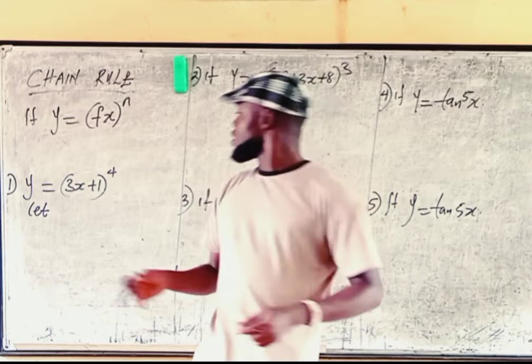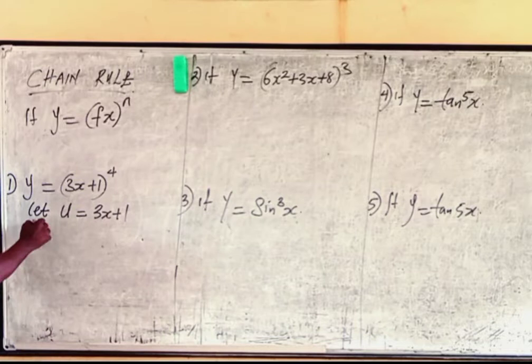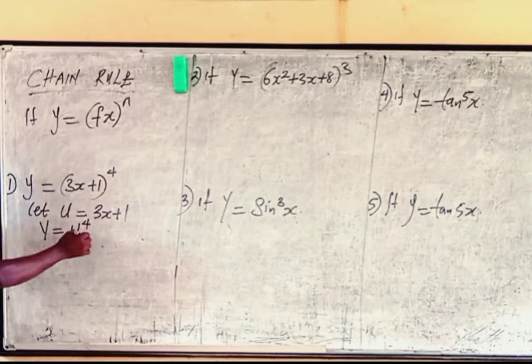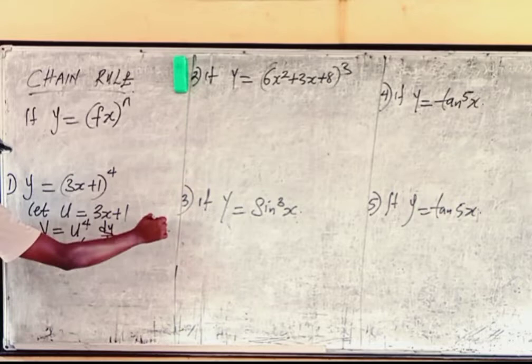So let us use u to represent anything inside the bracket, which is 3x + 1. Such that the question itself will now be equal to u raised to power 4. Now, let's differentiate this with respect to u. dy over du will be equal to 4 times u to the power 4 minus 1, that is 3. How do you differentiate a polynomial function? You do it that way.